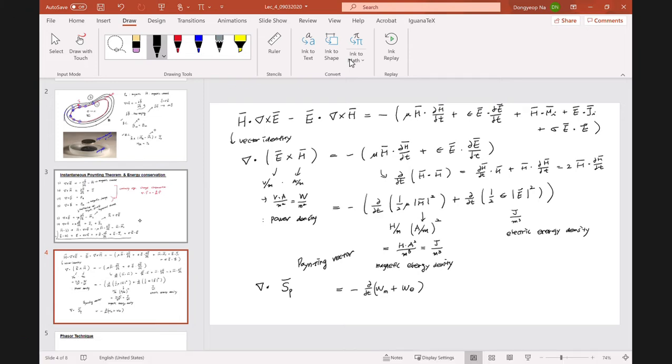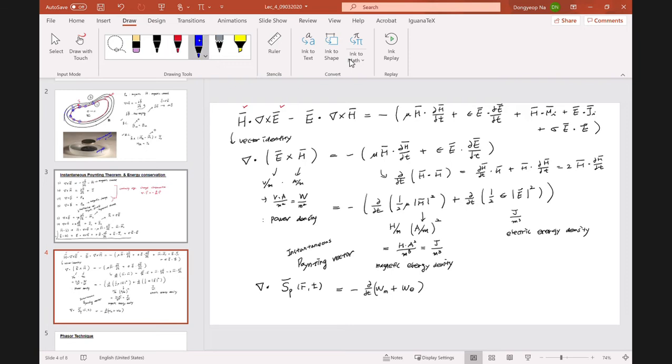And then, particularly, it is called the instantaneous Poynting vector. Instantaneous Poynting vector means that it is a function of space and time. This is because from the starting point, we assume that the electric field and magnetic field are a function of space and time, so the resulting power is also a function of time. So we call it the instantaneous Poynting vector.